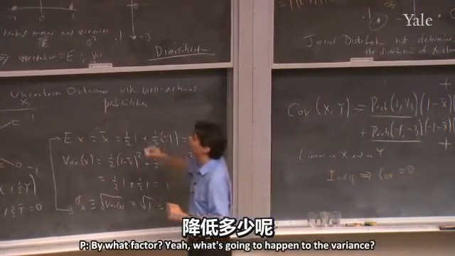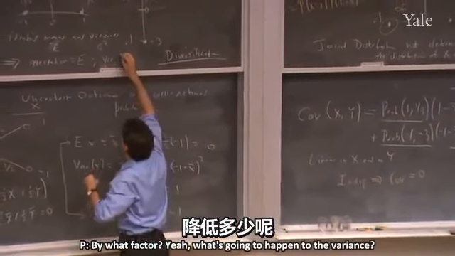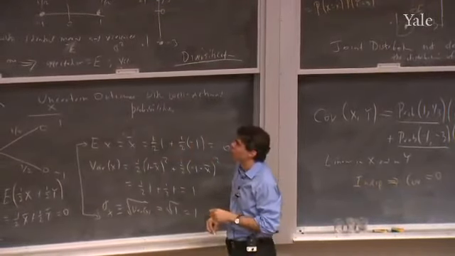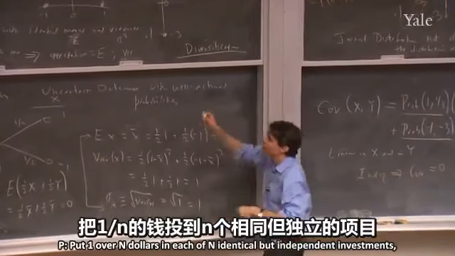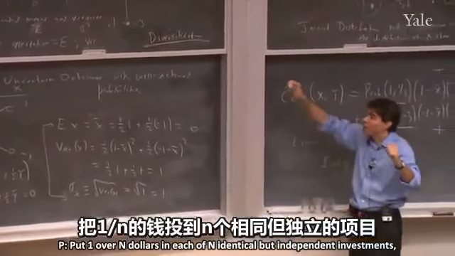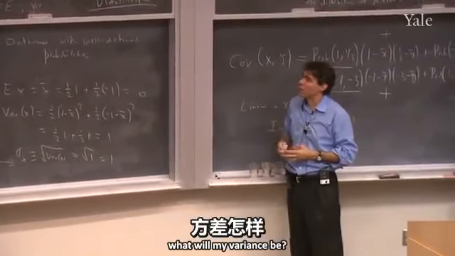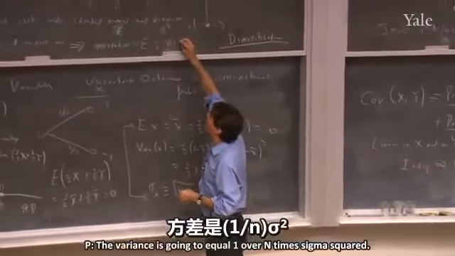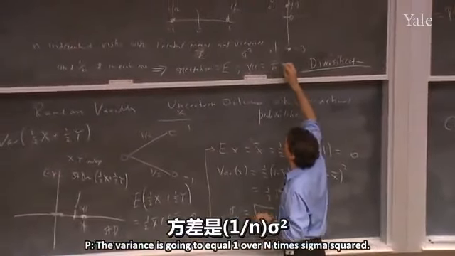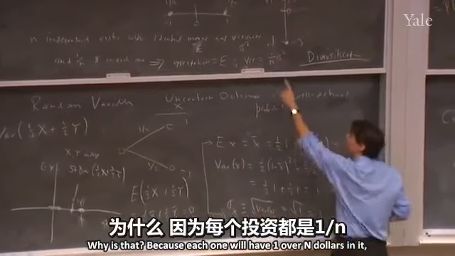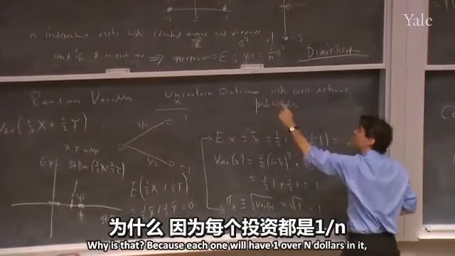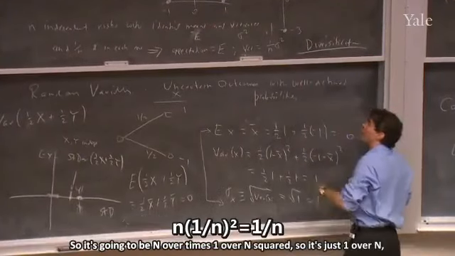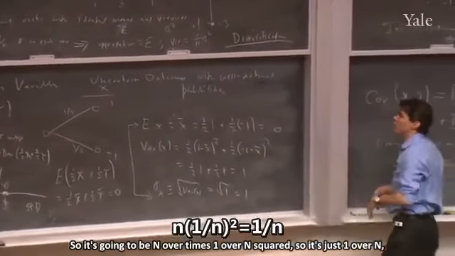By what factor? What's going to happen to the variance? Put 1 over n dollars in each of n identical but independent investments. What will my variance be? The variance is going to equal 1 over n times sigma squared. Why is that? Because each one will have 1 over n dollars in it, so its variance is going to be 1 over n squared times sigma squared, but there are n of them. So it's n times 1 over n squared, so it's just 1 over n.